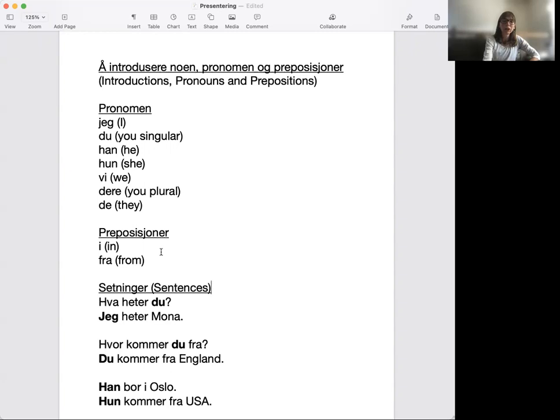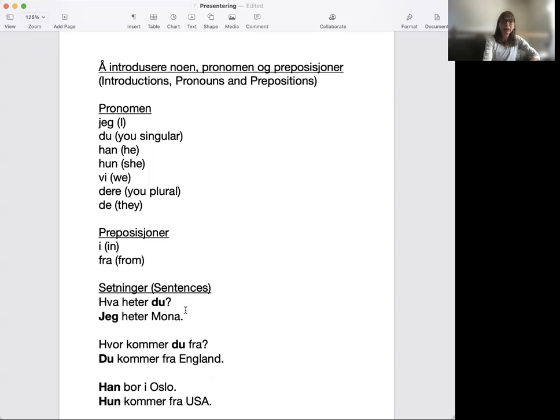Two other prepositions that we use when we're asking where someone's from or where they live: in, and the Norwegian would just be i. And from is fra.